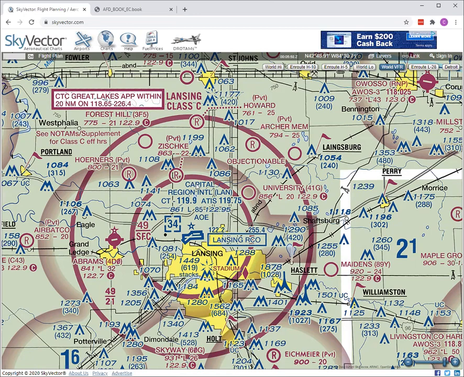Looking at the airport box, we can see that the name of the airport is Capital Region International. And the identifier for that is LAN, Lima Alpha November. And also, as a side note, all airports in the United States begin with the letter K in their ICAO abbreviation. So that is not included in here. That's just part of the international standard.